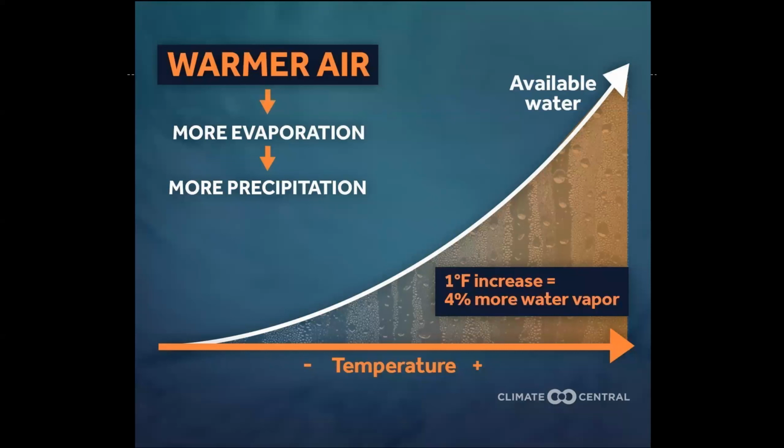So here's a really good one from Climate Central. As temperature increases, for every 1 degree Fahrenheit, there is 4% more water vapor capacity in the atmosphere. And the atmosphere has warmed up by about 1.96 Fahrenheit or 1.09 Celsius since the year 1850. So that's roughly about 7%, actually almost 8%, more water availability in the atmosphere.